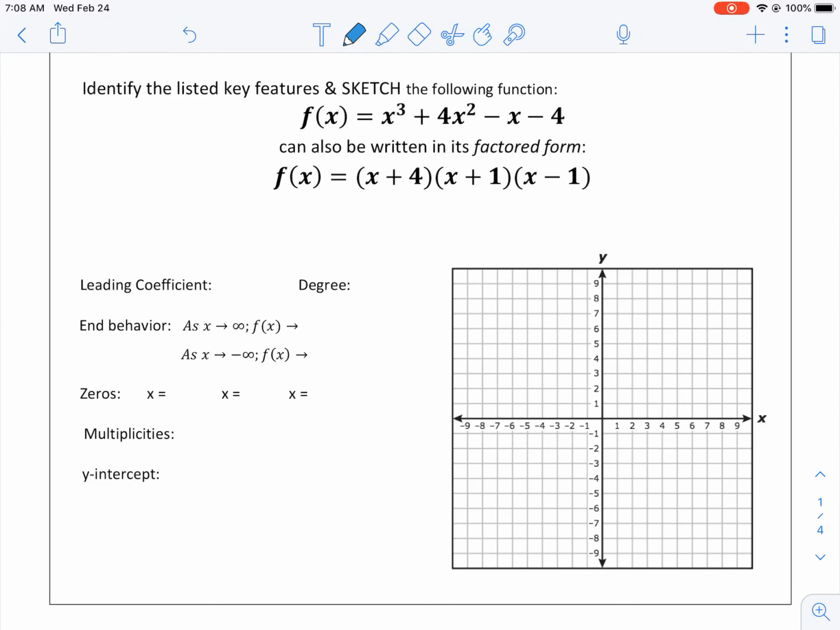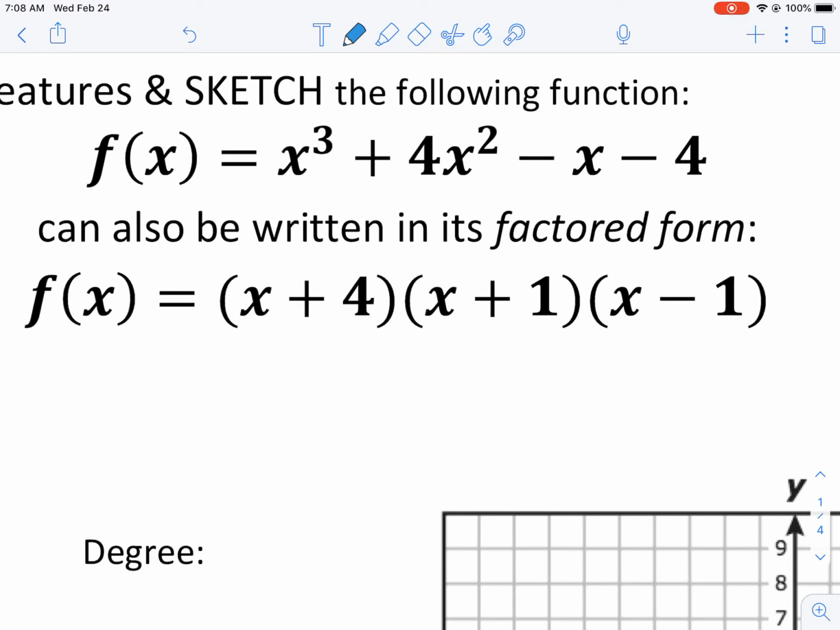So the way that we're going to be giving you the graphs, we're going to be giving it to you in factored form, because we haven't really taught you how to factor something like this yet, and that's going to take a while. So when it comes to graphing right now, you're just going to be graphing it like this, okay?